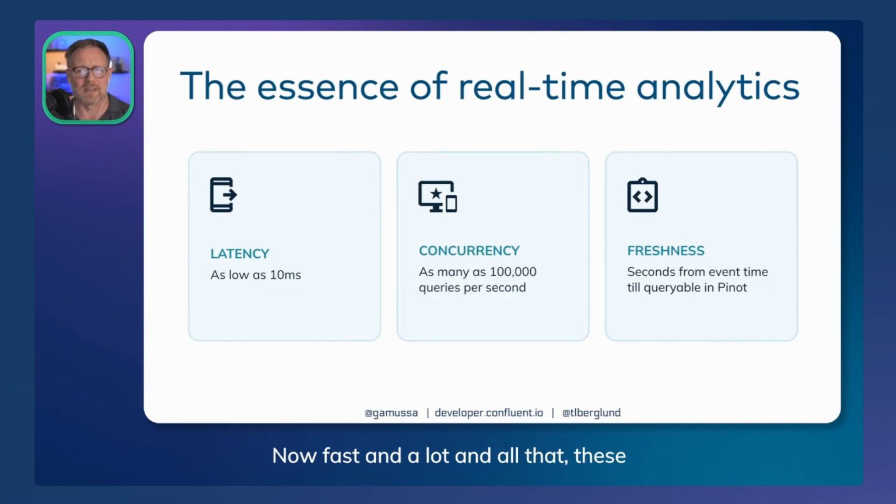Now, fast and a lot and all that, these are all relative terms. So what do we mean by that? Let's put a little meat on the bone. Latency can be, in Pinot, as low as 10 milliseconds. That's on real production data, actual queries. 100,000 queries per second in a Pinot cluster. That's a thing people do. And the latency is the latency of your data pipeline. Once an event is consumed from a Kafka topic into Apache Pinot, it's available for the next query right away. There's no additional latency or freshness delay imposed by Pinot.